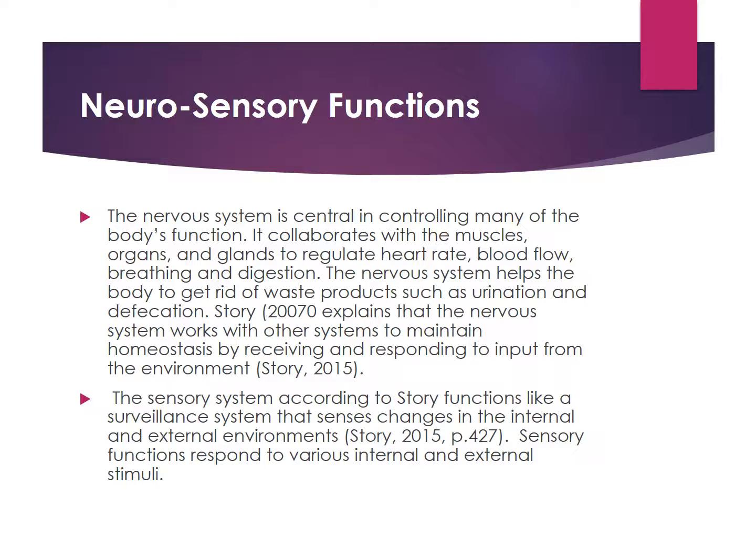The nervous system, which is central in controlling many of the body's functions, collaborates with the muscles, organs, and glands to regulate heart rate, blood flow, breathing, and digestion. The nervous system helps the body to get rid of waste products through urination and defecation. It works with other systems to maintain homeostasis by receiving and responding to input from the environment, and when this is impaired, all these functions are altered.